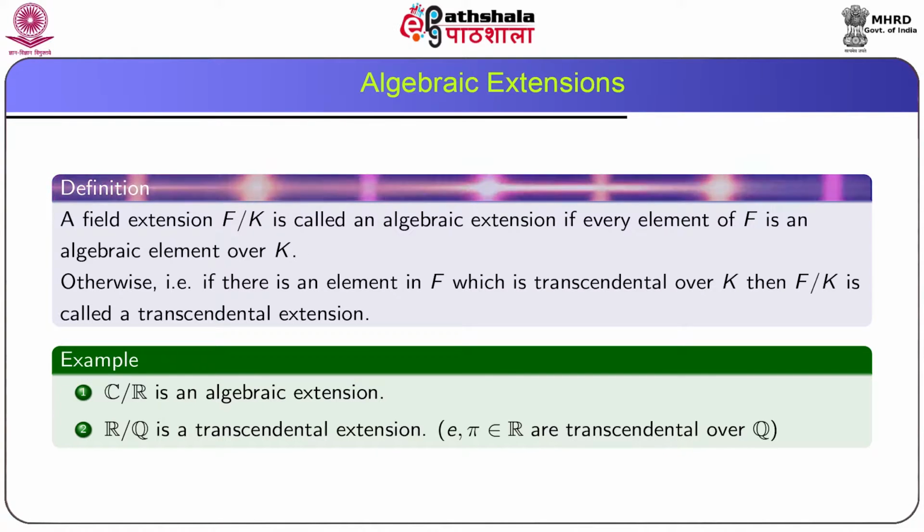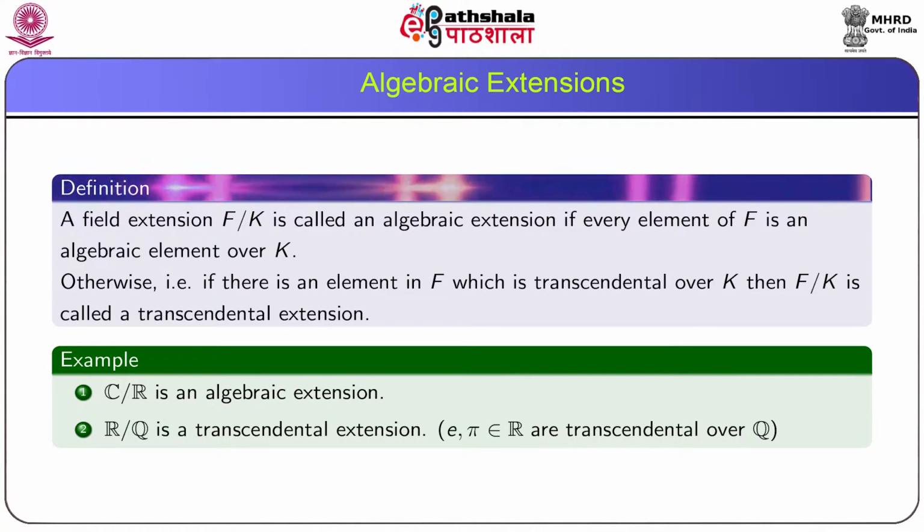In this module, we will consider the extensions F by K such that every element of F is algebraic over K. Here we show that every finite extension is an algebraic extension, and our most known extension C by R is an example of an algebraic extension. We will conclude this module with the characterization of simple algebraic extensions. Now, let us define algebraic extensions.